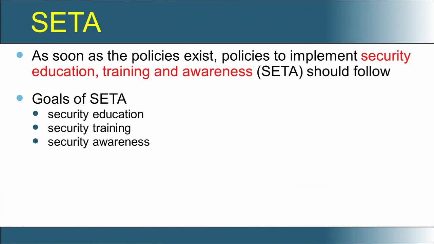So, the last part of what should be inside your information security policy is what you call SETA. What is SETA? This is nothing but security, education, training and awareness. The goals of SETA should be to educate the employees on security, train the employees on security, and create an awareness of security among the employees. So, what is the difference between education, training and awareness?